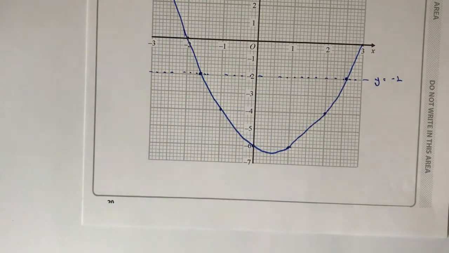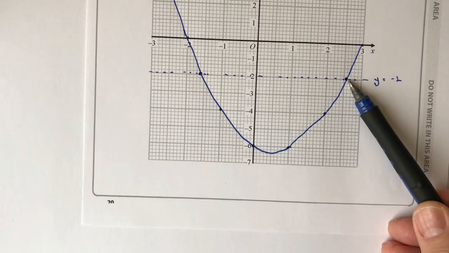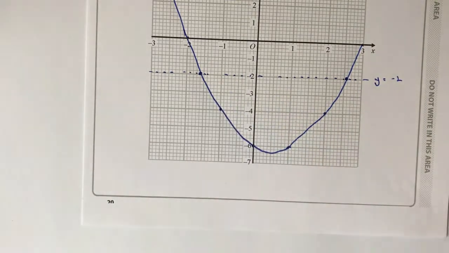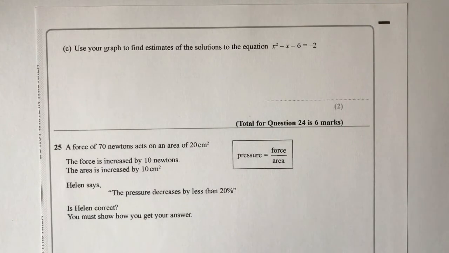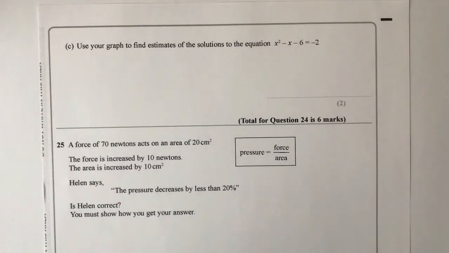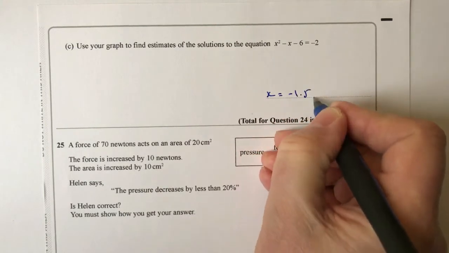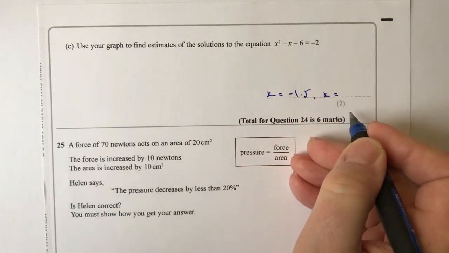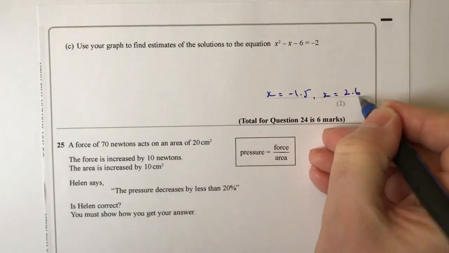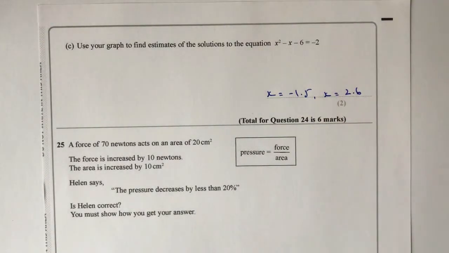So in part C of the question, I'm just going to move to the next sheet, but all I'm going to do is read off these 2 points here, okay. Now on my particular graph, I would get that as x equals minus 1.5 and x equals 2.6. Okay, and that's an additional 2 marks for that question, so it's quite useful to have.